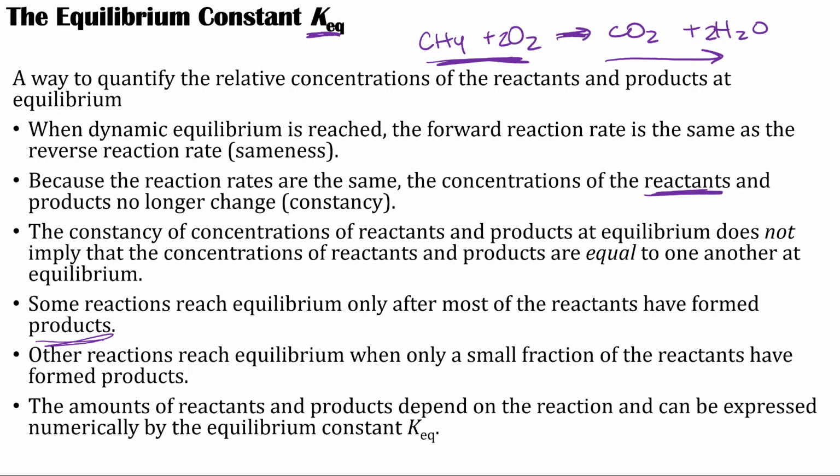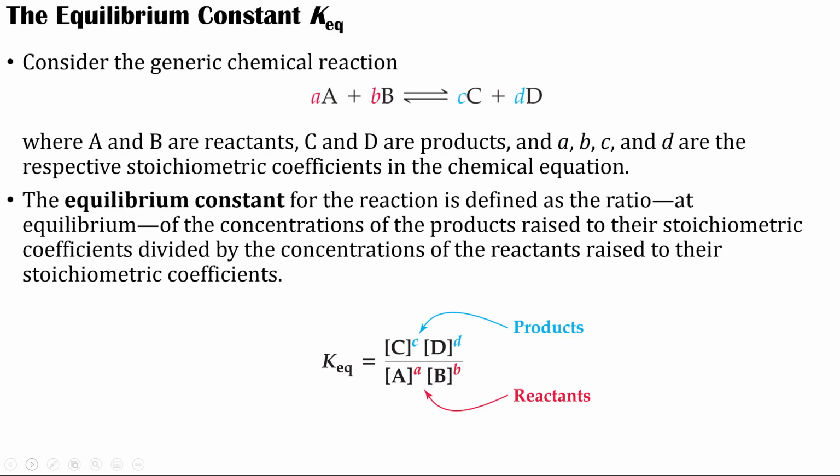The amounts of reactants and products depend on the reaction and can be expressed numerically by the equilibrium constant K. So we're going to look and see how to calculate that. When we calculate K, this is just a generic chemical equation where you have A plus B goes to C plus D, and the lowercase letters are the coefficients. And the equilibrium constant can be calculated if we take the equilibrium concentrations of the products, C and D. So these are equilibrium concentrations.